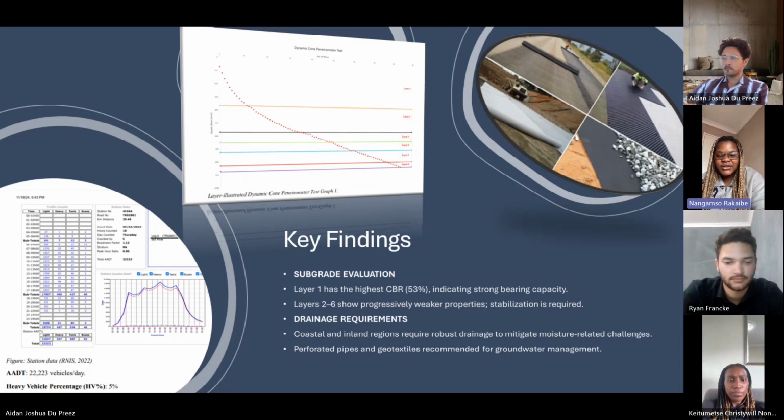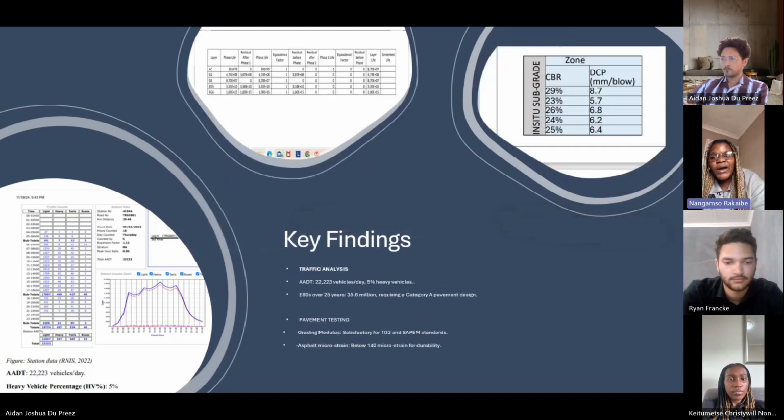The DCP results also revealed that the penetration resistance of deeper layers was lower, especially in the sandy and clayey soils, which indicates that these layers are prone to deformation under loads. This finding supports the need for the stabilization or any type of reinforcement in these weaker subgrade layers to prevent excessive settlement or failure. We then go into the drainage requirements.